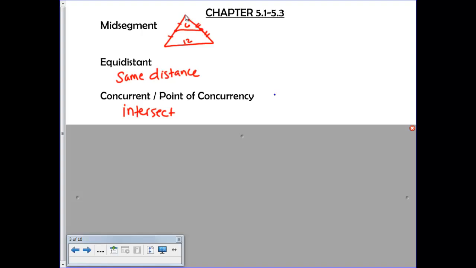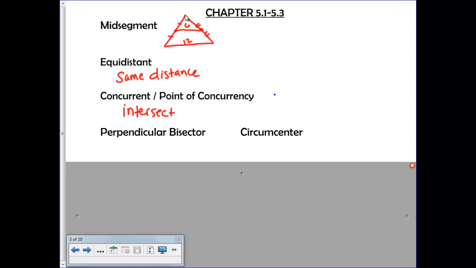So what's the point of concurrency of perpendicular bisectors? Where do perpendicular bisectors intersect? Perpendicular bisectors intersect at our circumcenter. We have something called a circumcenter. Let's talk first of all, what does perpendicular mean? Two lines intersect at 90 degrees. And we have this cool symbol that sometimes appears. This is a symbol for perpendicular, meaning they intersect at 90 degrees, and bisector means splits it in half, splits it into two equal parts, right?